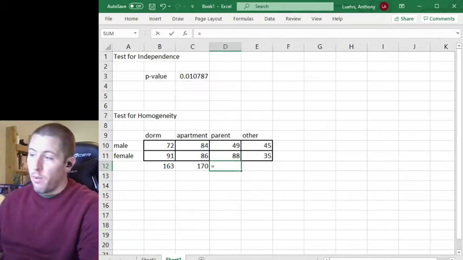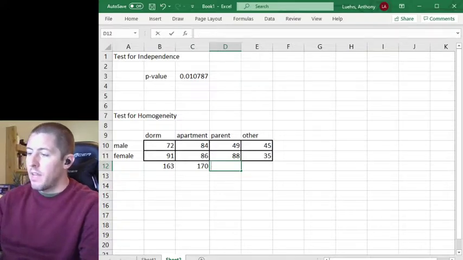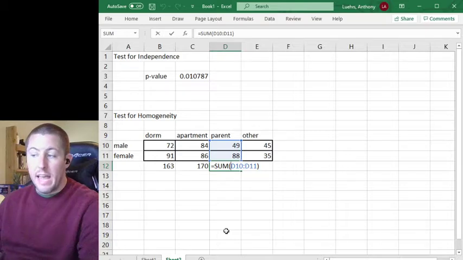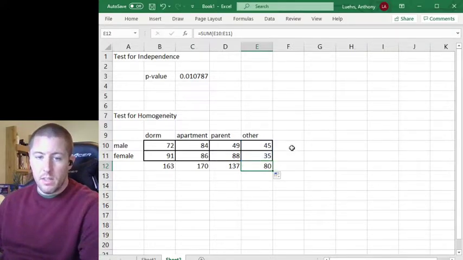Now that I've done one computation that worked across a row, I should be able to drag this out this way. And notice that you can double click to confirm what it did. That did the sum of D10 to D11, which is exactly what I want. This did the sum of E10 to E11, exactly what I wanted.